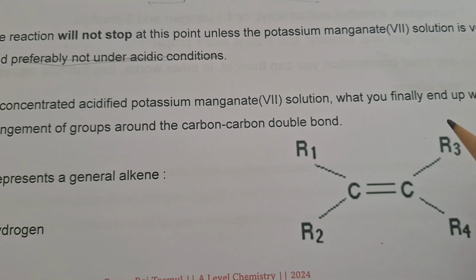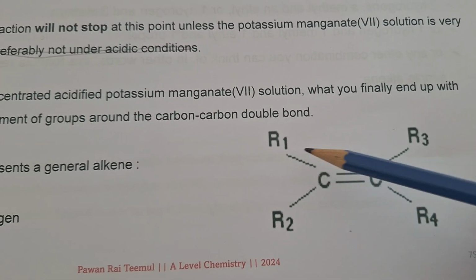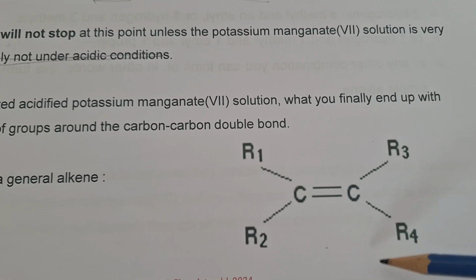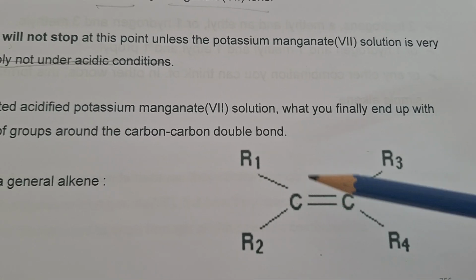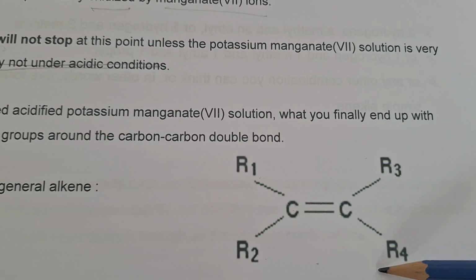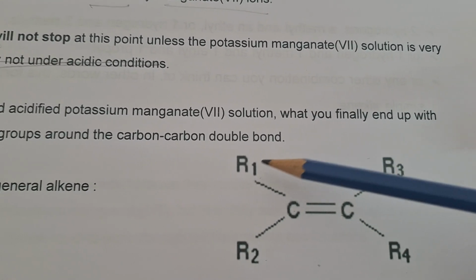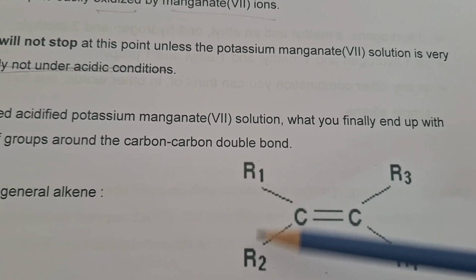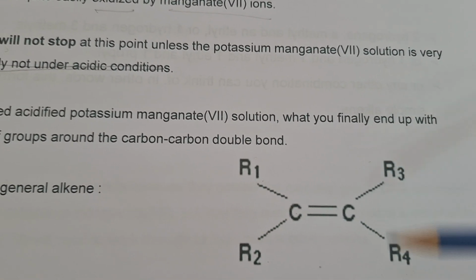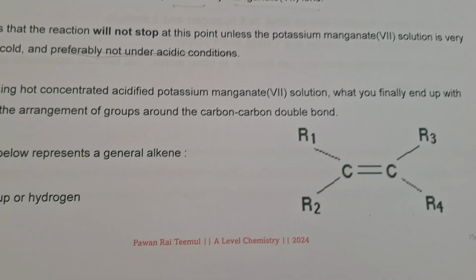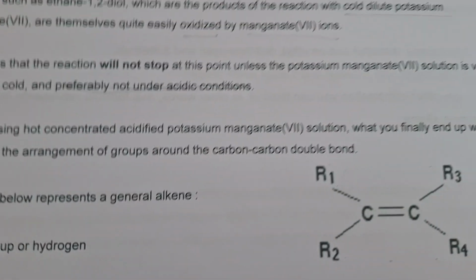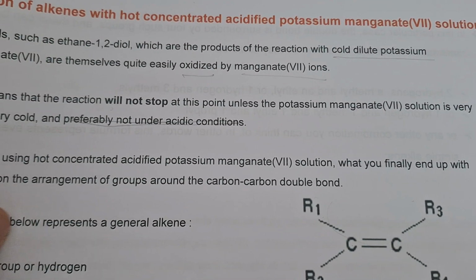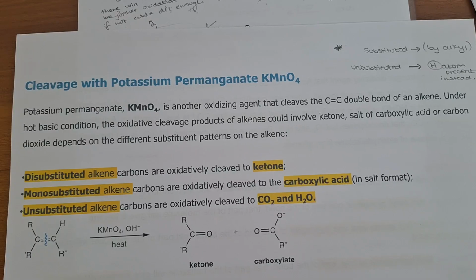It depends on which group of atoms is present around the carbon-carbon double bond. So this is the carbon-carbon double bond with R1, R2, R3, R4. It depends on whether it is an alkyl group or hydrogen that is present there. This is what will dictate the product that we will be getting at the end of the reaction.